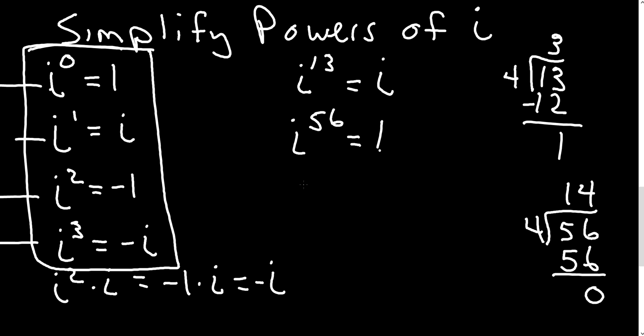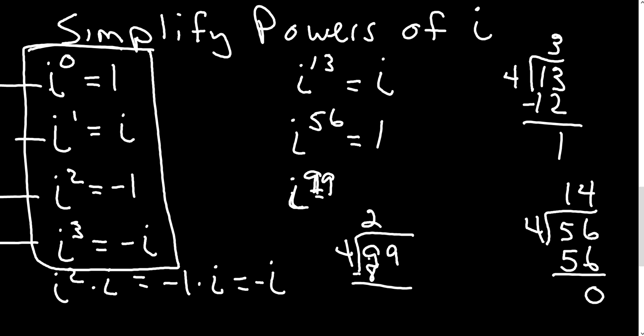I'm going to do one that's not in the textbook. How about i to the 99th power. How about a little side work here? 99 divided by 4. I want the remainder now. 4 goes into 9 2 times. 2 times 4 is 8. Subtract, I get 19. 4 goes into 19, not 5 times, but 4 times. 4 times 4 is 16. Subtract, I have a remainder of 3.